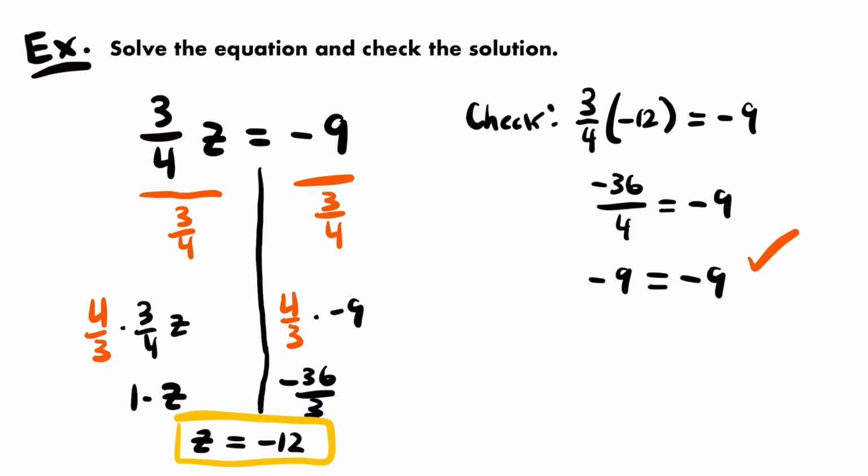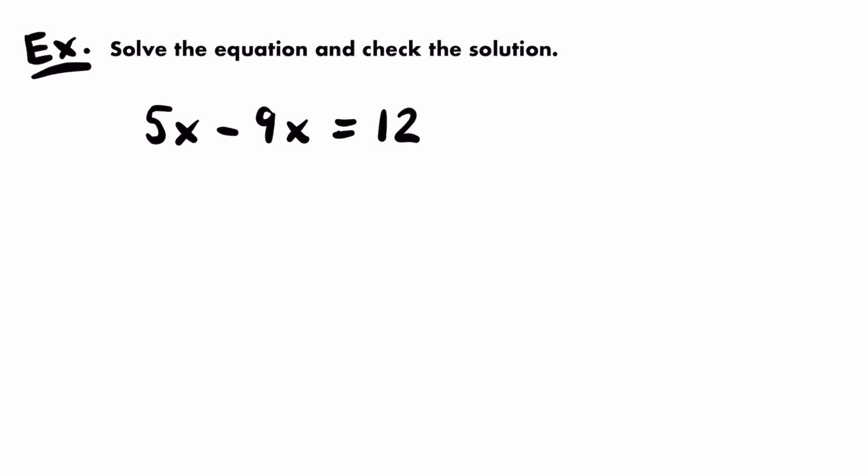Let's take a look at one more example for this video. For our last example, we once again want to solve the equation and check the solution, but our equation looks a little bit different than what we've worked with so far. We have 5x minus 9x equals 12. And so this doesn't seem to be an equation in the form of ax equals b, or a constant times a variable equal to another constant.